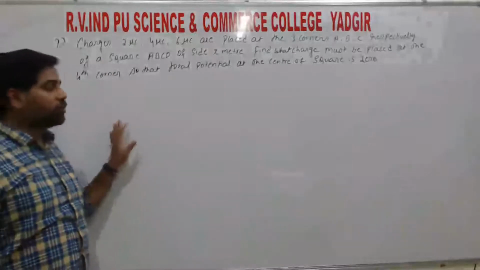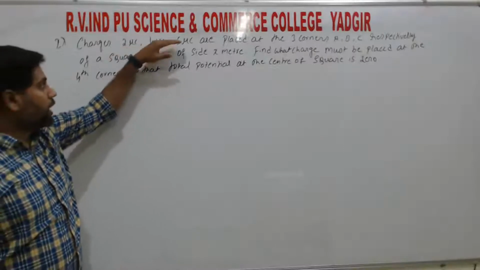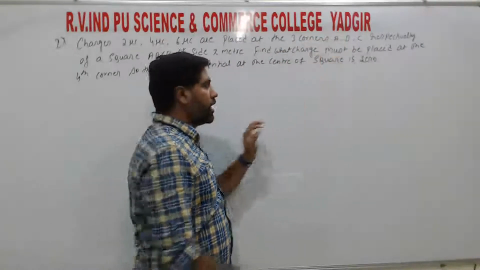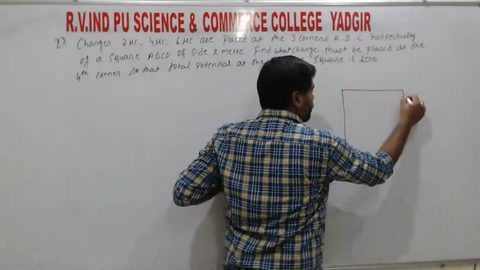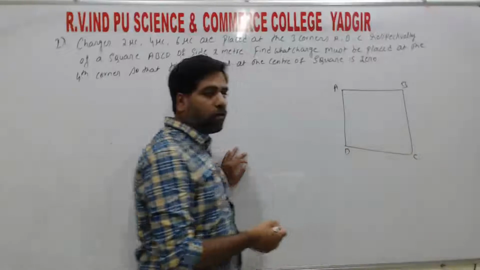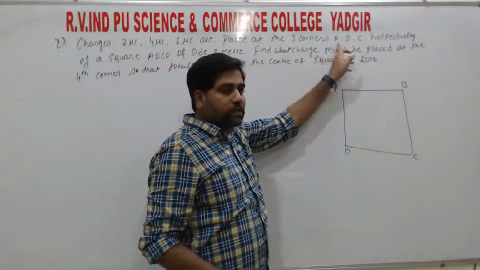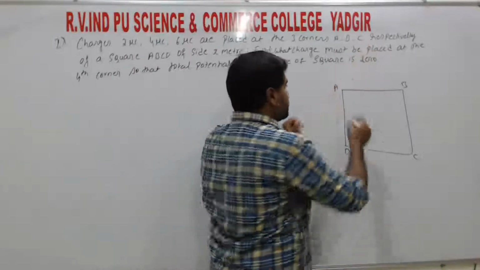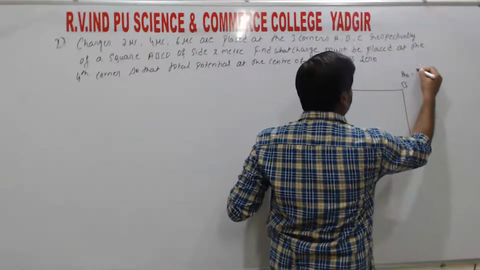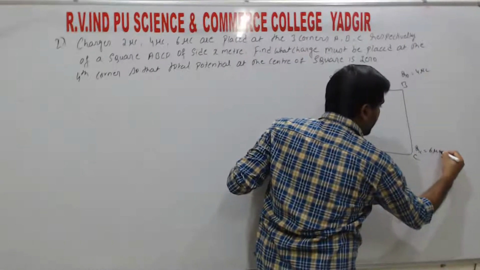So these types of problems are important, right? They have given three charges, 2 microcoulomb, 4 microcoulomb and 6 microcoulomb. All these three charges are placed at the three corners of a square. So for that, consider one square, calling the corners A, B, C and D. These are the four corners. So 2, 4 and 6 microcoulomb charges are placed at the A, B and C corners. That means the charge at A, QA, is equal to 2 microcoulomb, the charge at B, QB, is equal to 4 microcoulomb, and the charge at C, QC, is equal to 6 microcoulomb.